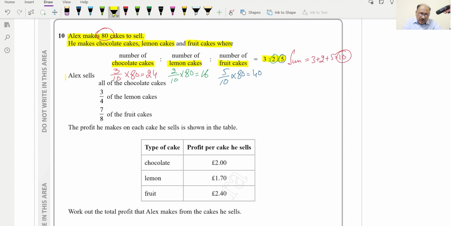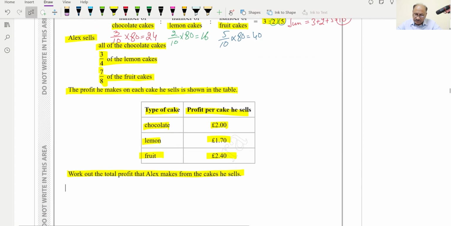The question is, Alex sells all of the chocolate cakes. So all of the chocolate cakes sold means 24 sold. After that, 3 by 4 of lemon, 7 by 8 of fruit cake. The profit he makes on each cake he sells is shown in the table. Type of cake, profit for each cake. So chocolate this much, lemon this much, fruit this much. Work out the total profit that Alex makes from the cakes he sells.